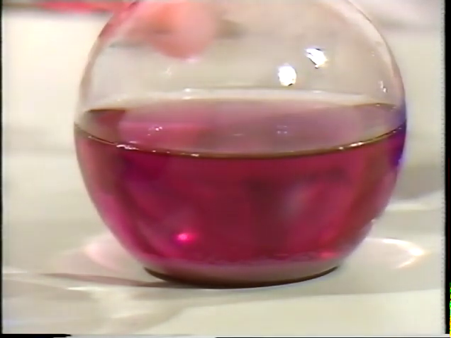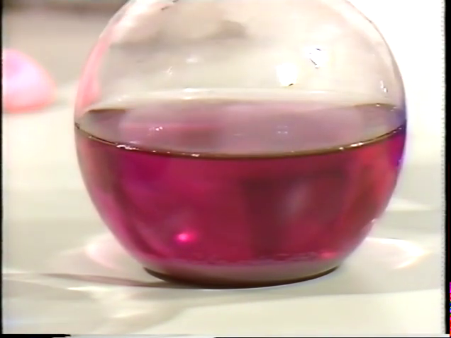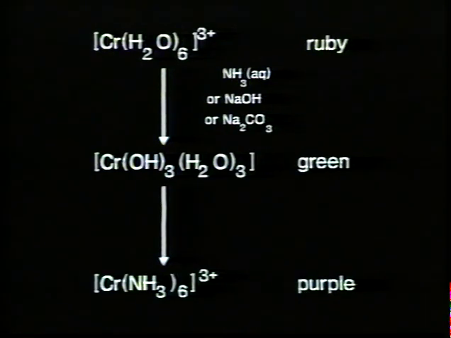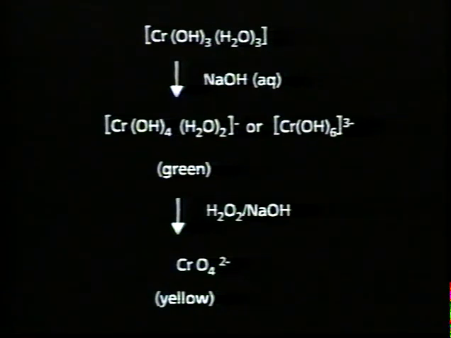We can now see that the chromium-3 hydroxide has completely dissolved, and we have the chromium-3 hexamine species present in that solution. We can see on the scheme that chromium-3+ gives a precipitate of the hydroxide whether we add ammonia, sodium hydroxide or sodium carbonate solution, and this green hydroxide will dissolve in ammonia to form the violet-purple hexamine. And it will also dissolve in sodium hydroxide because, like the copper hydroxide, it's amphoteric and we form a chromate.